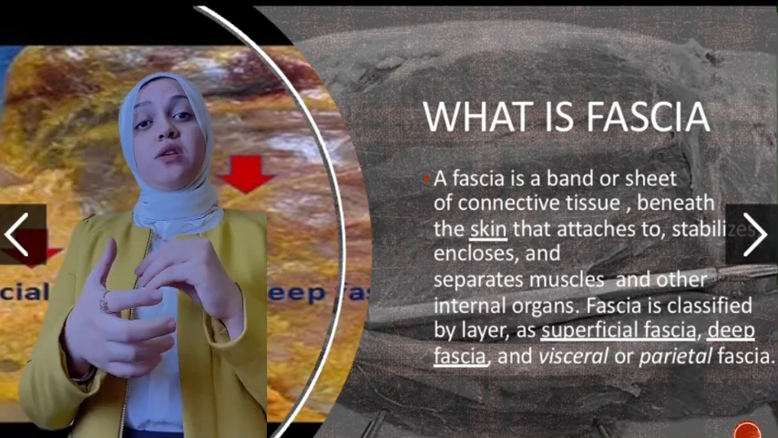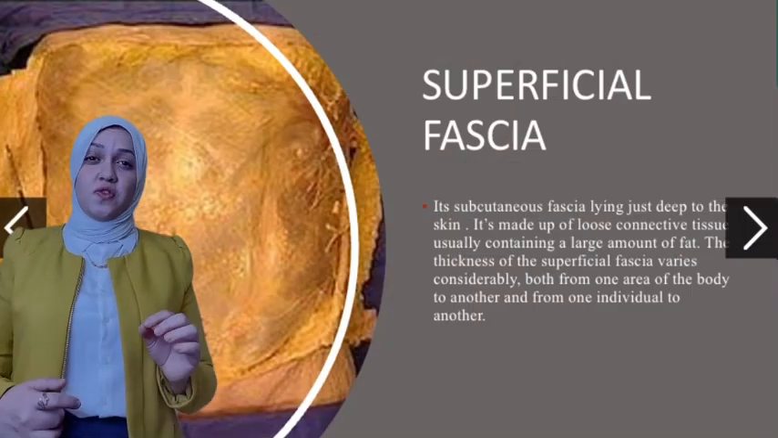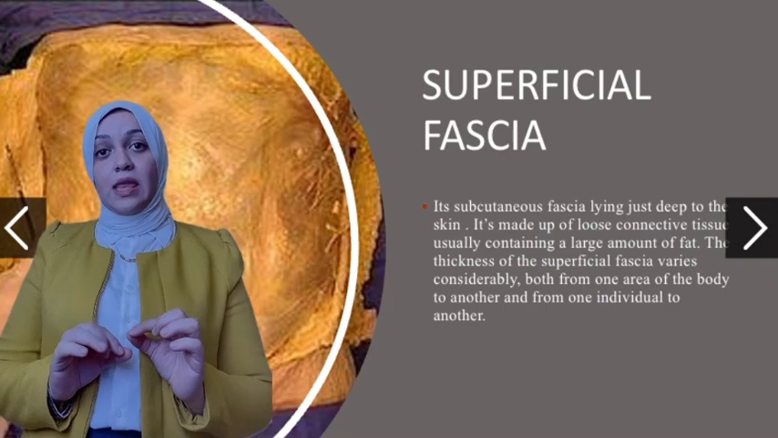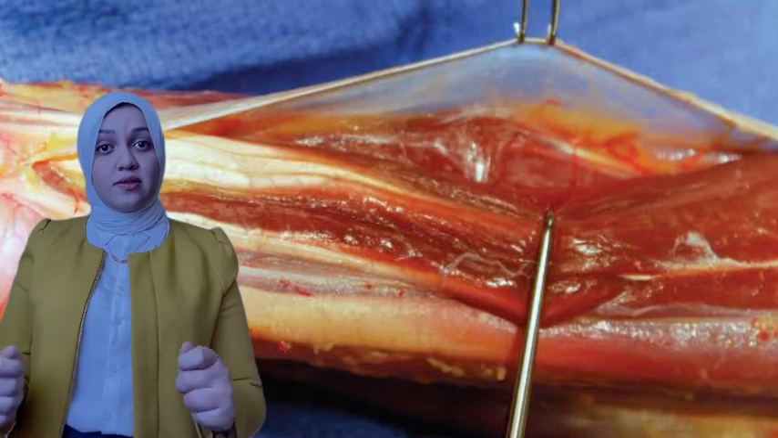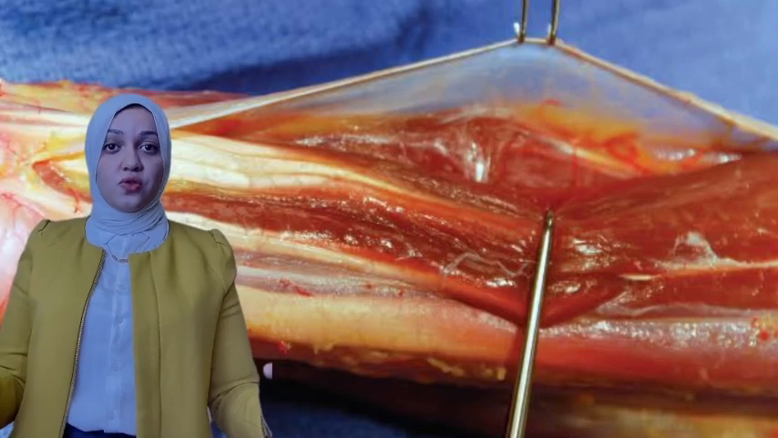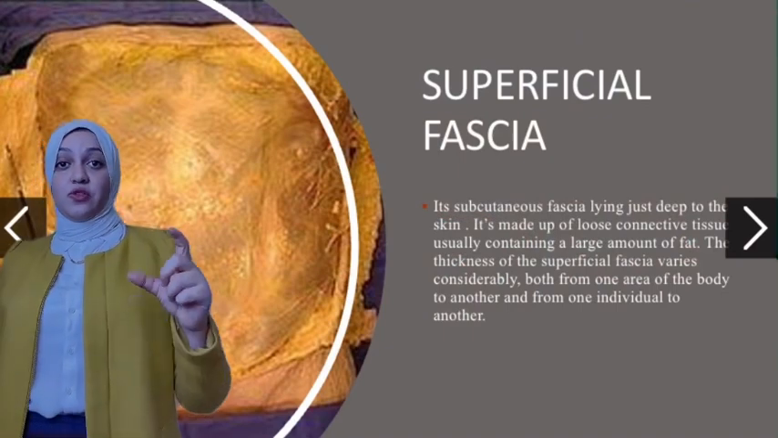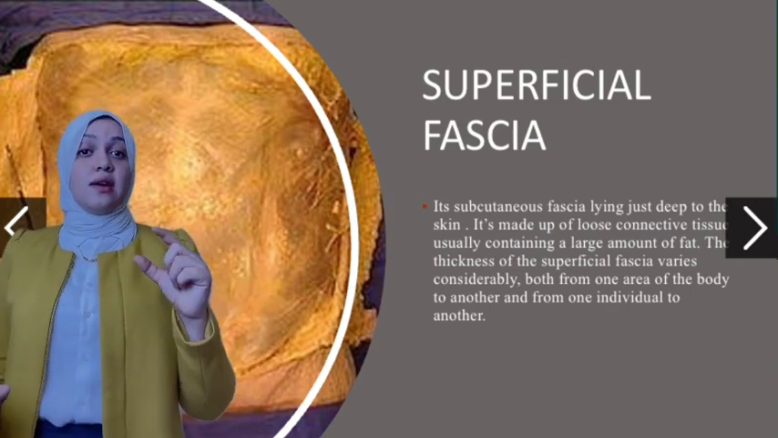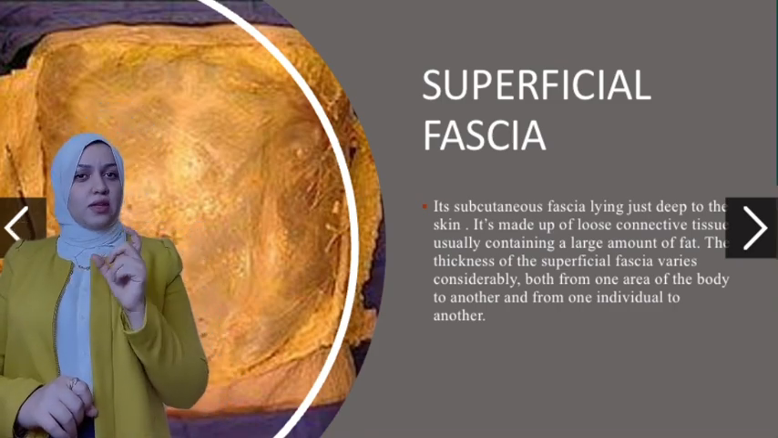Now, we're going to talk about superficial fascia. The superficial fascia is that layer present just beneath the skin, and it's formed of loose connective tissue that differs from the deep fascia, which is dense or organized fibers or membranes of connective tissue. The superficial fascia is loose. It contains a large amount of fat or adipose tissue. That's why it's loose.